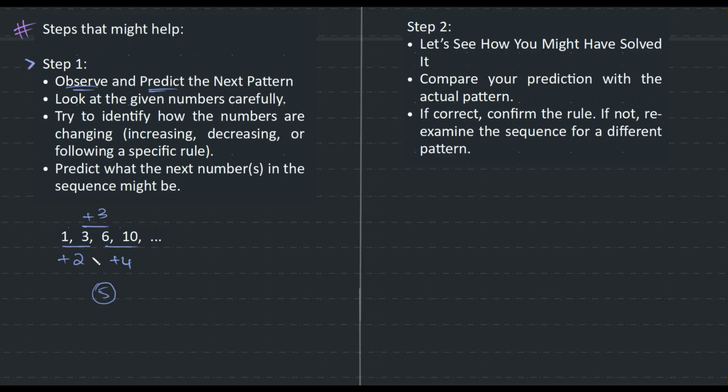So then you understand that, okay, I'm able to do this. I'm able to get the next set of numbers. Now we have to put it in terms of words. Compare your prediction with the actual pattern. So once you have defined it, then check if it's proper. This is known as verification.